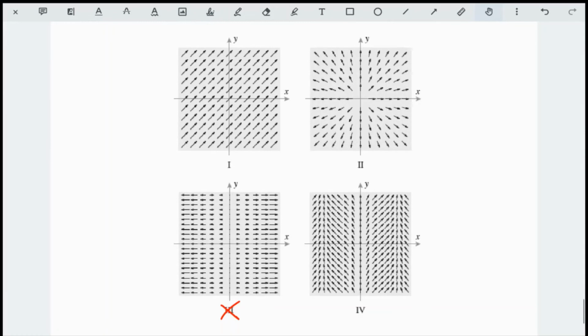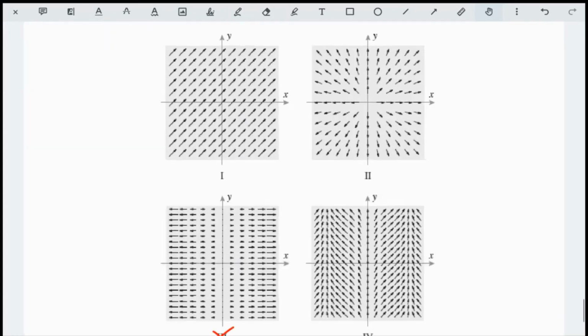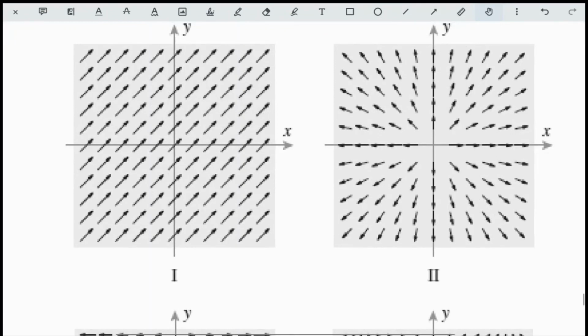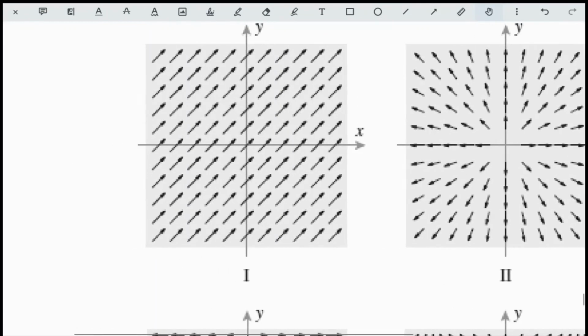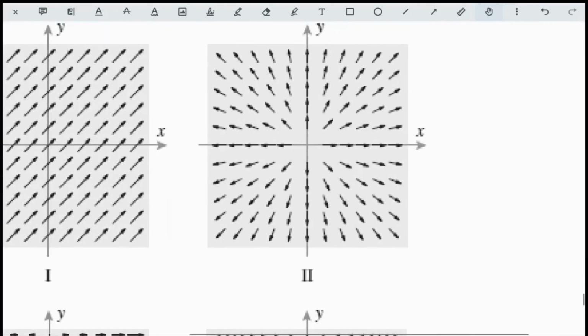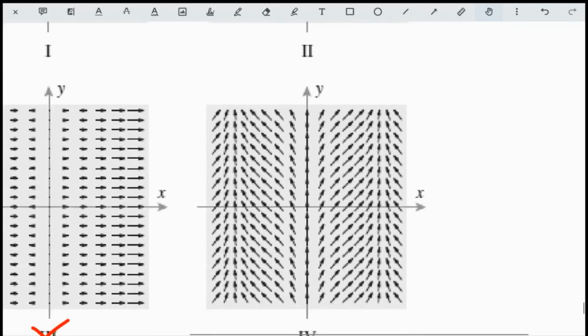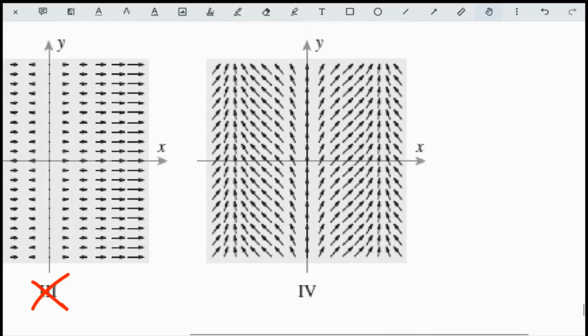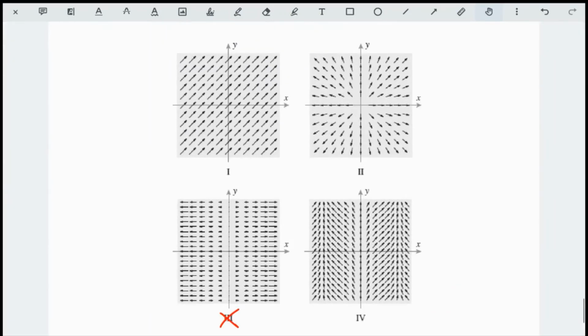Okay, so now based on that, look at these 3 remaining vector fields and see if they make sense. So remember, our j component is always +1. So this one's possible with the j being +1, vector field 1. 2 is not possible because we've got positive and negative j components here. And 4 looks like it could also be possible because we have only positive j components here. Okay, so it looks like it's either vector field 1 or 4.